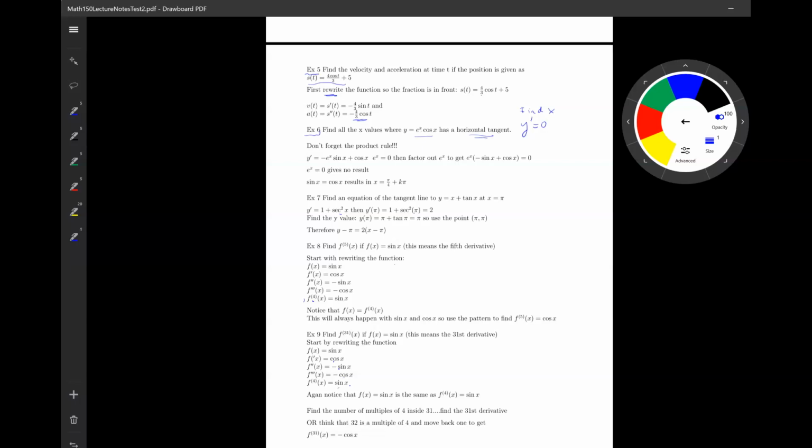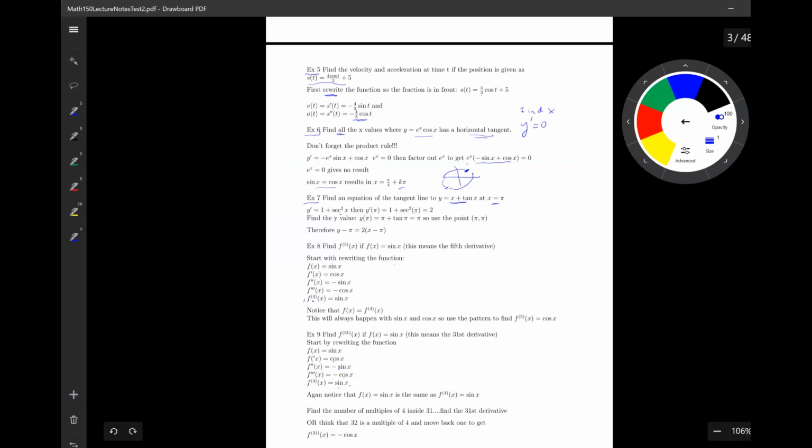Setting it equal to 0, I'm going to factor an e to the x out. So I know that e to the x never equals 0, but I know this equaling 0 gives me this. So when does that happen? Pi over 4 and 5 pi over 4. And, all x values. So I know I can go to pi over 4 and add pi, and so that's what I'm going to say, plus k pi.